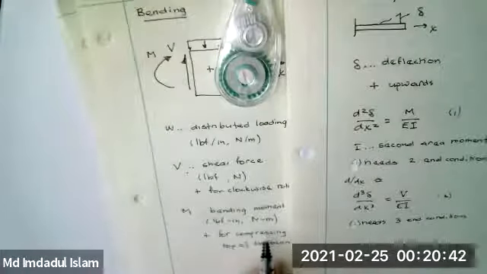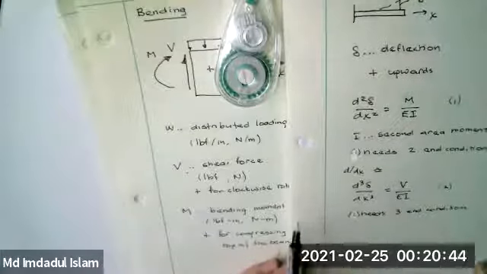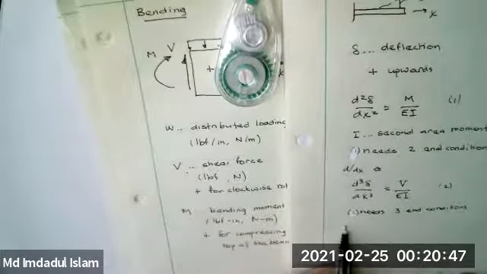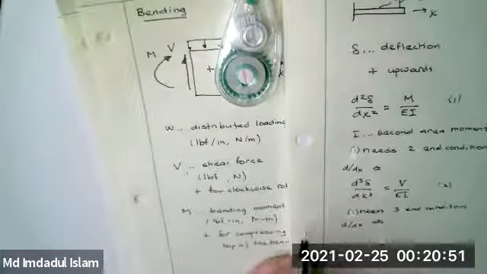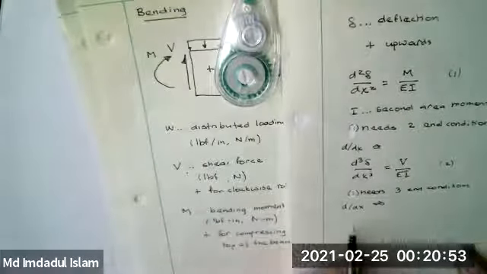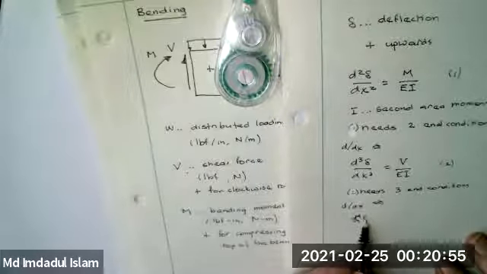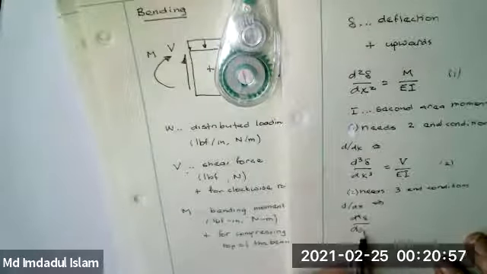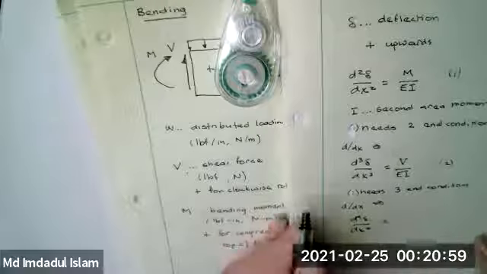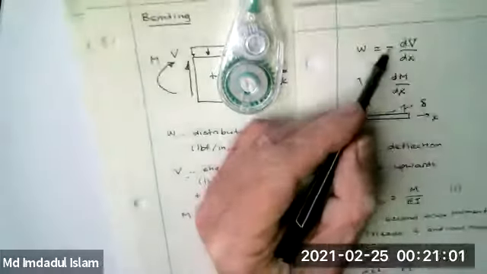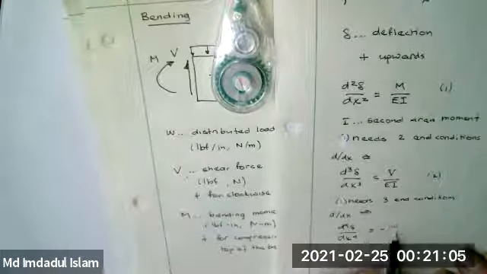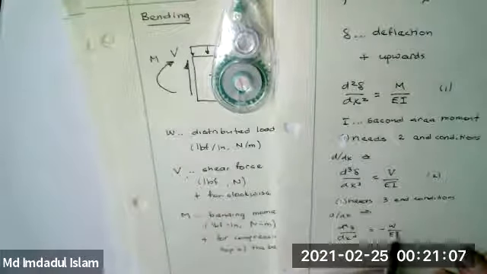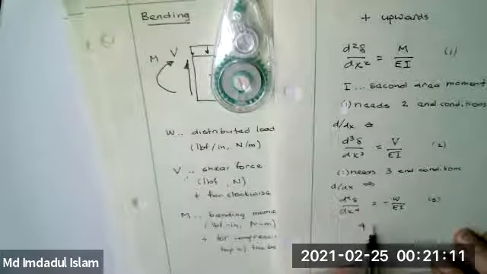Okay. You could do this one more time, in which case you'll get the fourth derivative. And you get dV/dx. One at the top here, dV/dx is minus w. And this is going to take 4 end conditions.